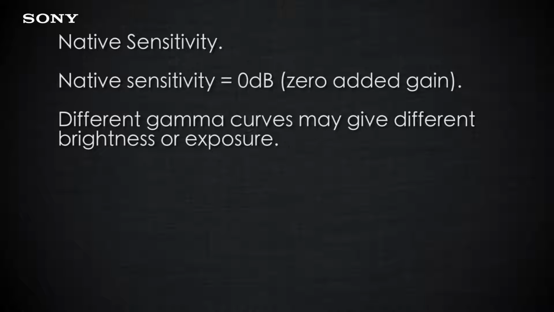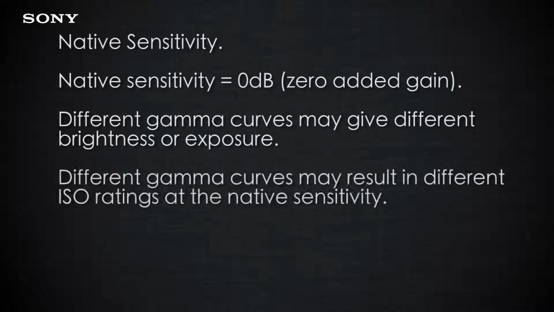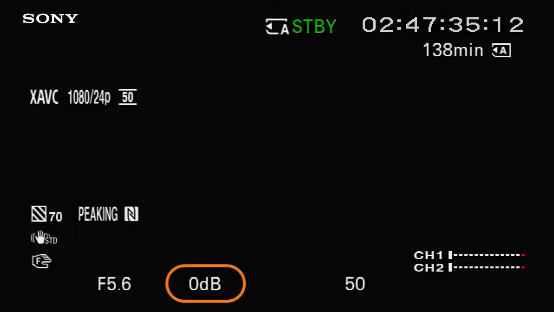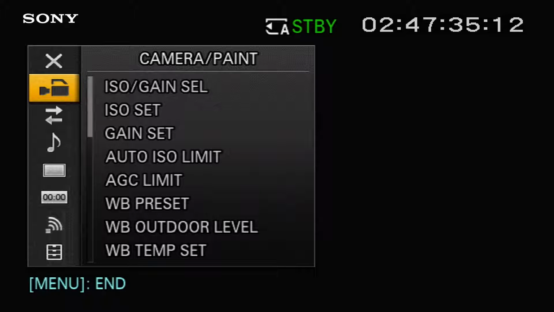Something you have to remember is different gamma curves will result in different brightnesses of picture, and as a result different gamma curves will have a different ISO rating if you're using ISO to measure the camera's sensitivity. The FS5 will display its sensitivity as either dB or ISO, and you can select this in the menu. My recommendation is to use dB and not ISO.